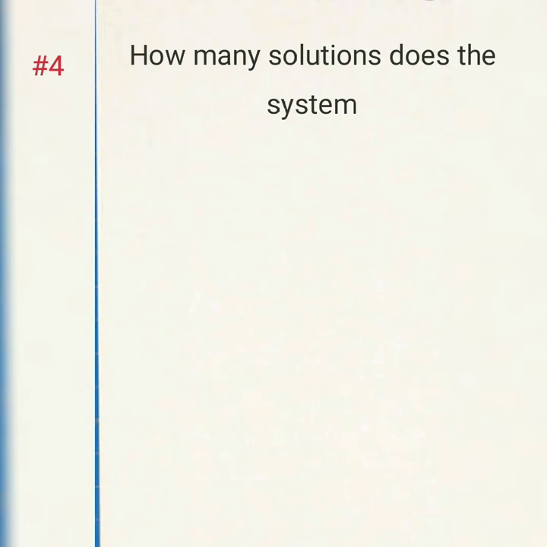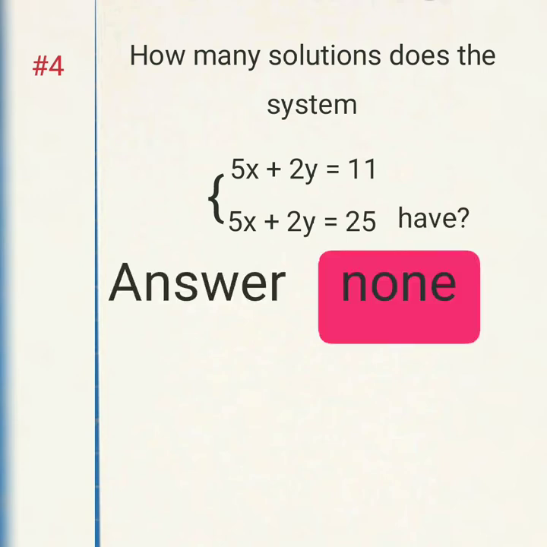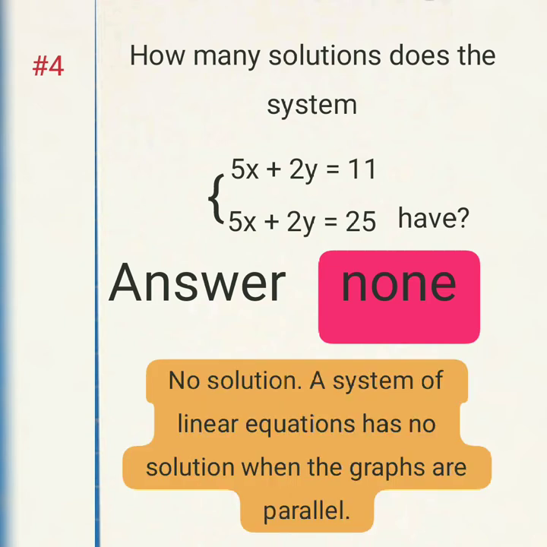How many solutions does the system 5x + 2y = 11 and 5x + 2y = 25 have? Answer: none. No solution. A system of linear equations has no solution when the graphs are parallel.